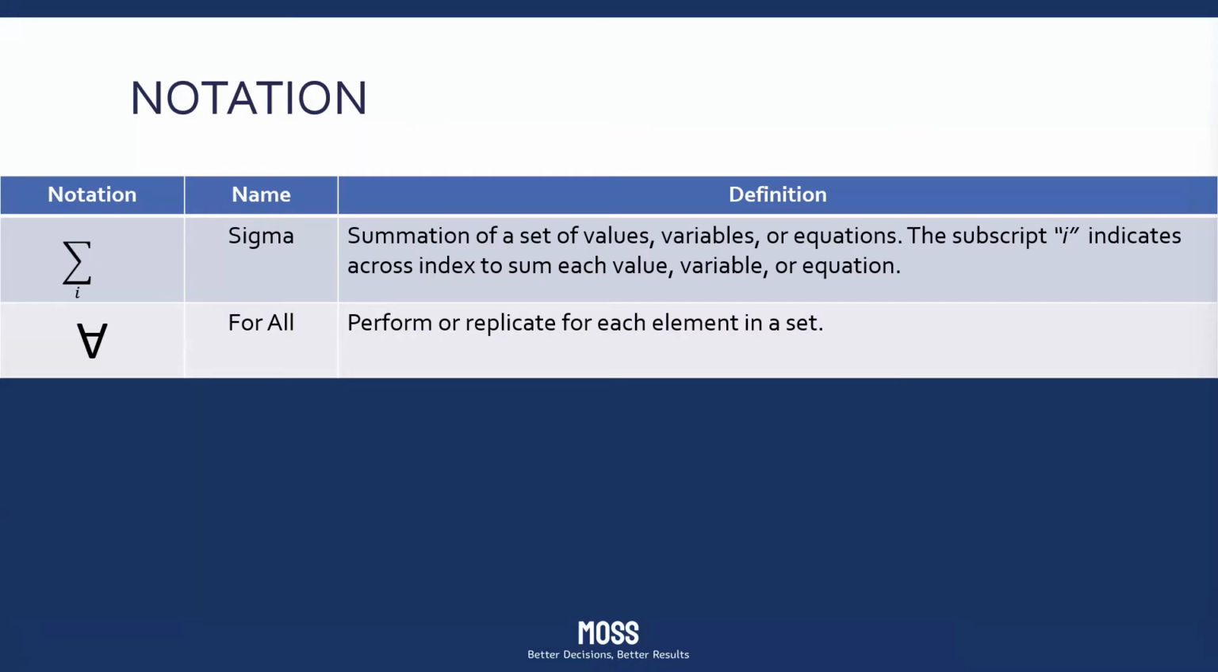Essentially this means to perform or replicate for each element in a set. As we get into problems, you'll see very commonly that there is a constraint we'll be placing on a set of variables, and the same constraint formula or equation might apply for each element in a set. So instead of writing out multiple constraints, we will write out the formula for that constraint and use this for all notation to indicate that we need to replicate that for each element in that variable set.